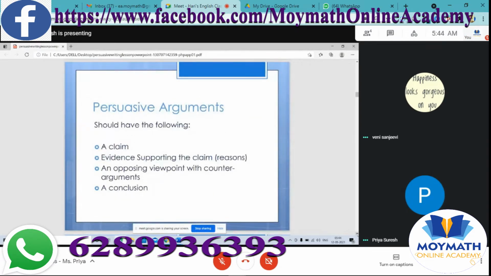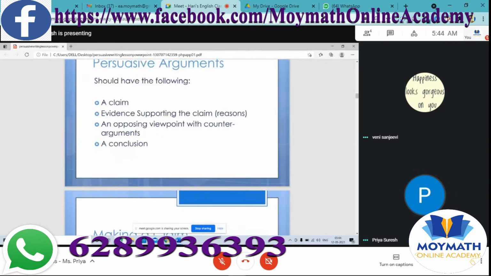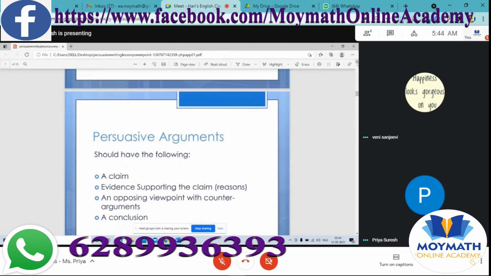There lies the importance of persuasive writing. You must be an expert in persuasion. First, a claim. If you want to persuade anyone, what is the format of that piece of writing? First, a claim. Now, if I say that so-and-so person is a good person, or so-and-so product is the best in the world, that is a claim that I am making.